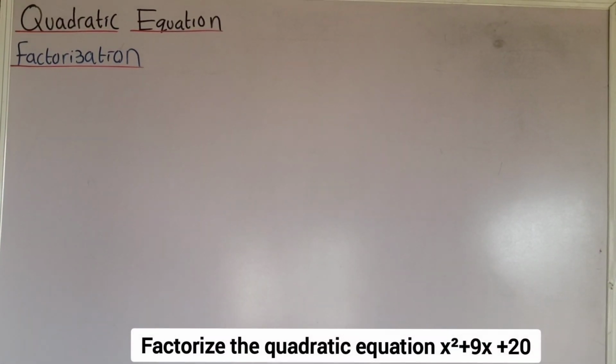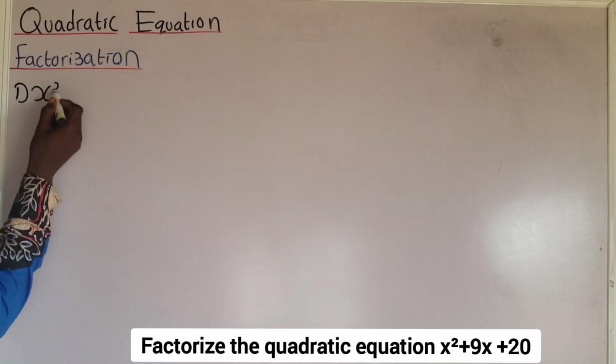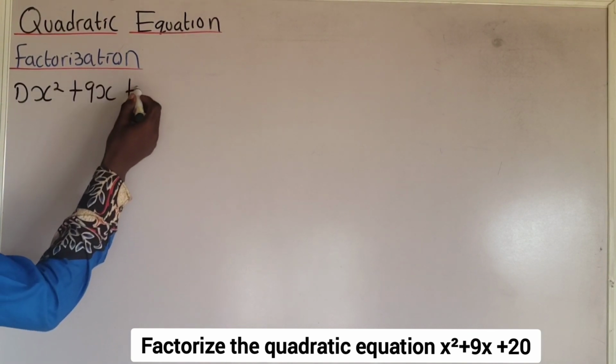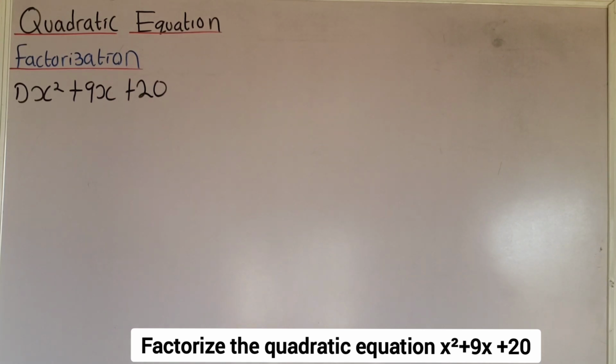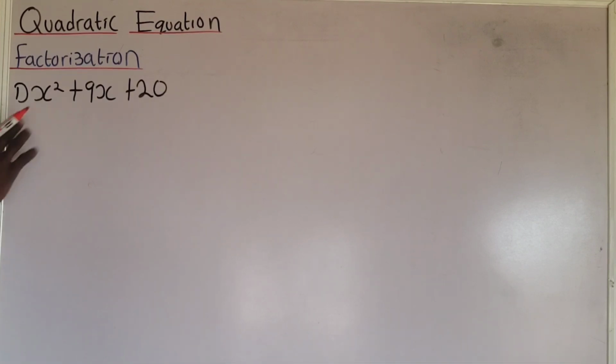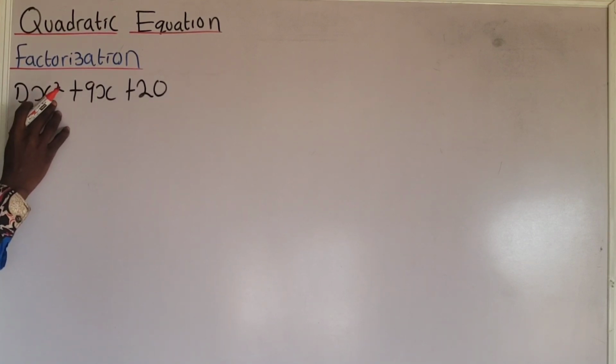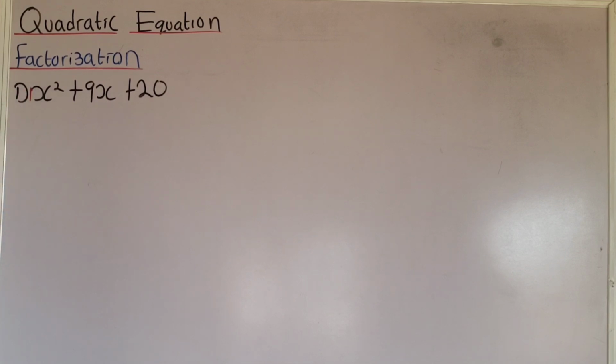We are asked to factorize the quadratic expression x squared plus 9x plus 20. Okay, how do we factorize this without guessing? Because this quadratic has an a value of 1. Don't forget, we learned in our previous class that the coefficient of the highest power of the unknown is our a value. The unknown in this equation is x, and the highest power is x squared. The coefficient of x squared is 1, so a is 1 here.